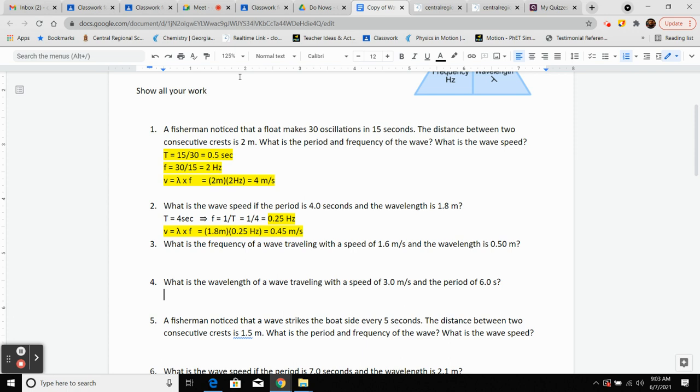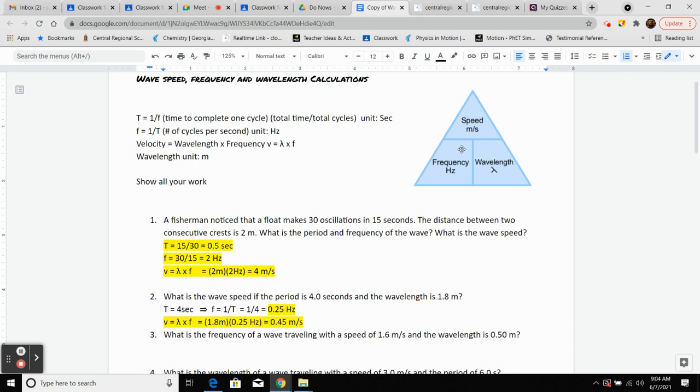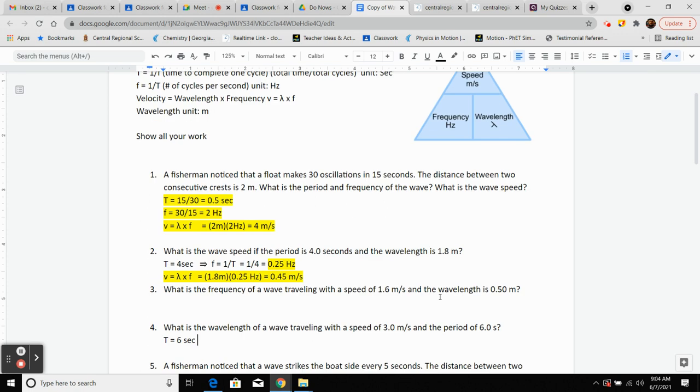For number 4, they want to know what the wavelength is of a wave traveling with a speed of 3 meters per second and a period of 6 seconds. Okay, well, first we know that the period is 6 seconds. In order to use this triangle, we need frequency, wavelength, speed. We need 2 of those 3. Right now they give us speed, so we only have 1 of those 3.